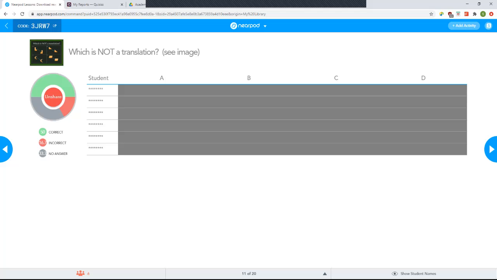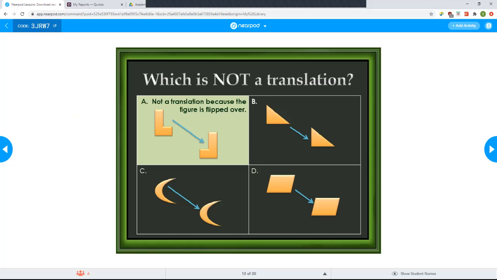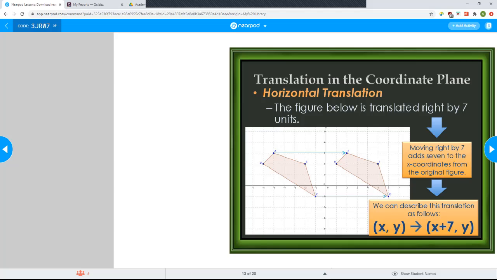So half of you got it right. And that's a good start. Right, because the figure is flipped over.